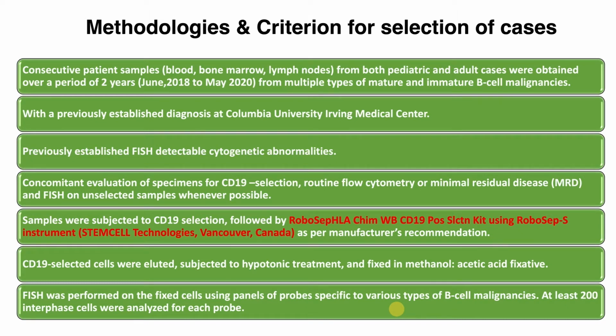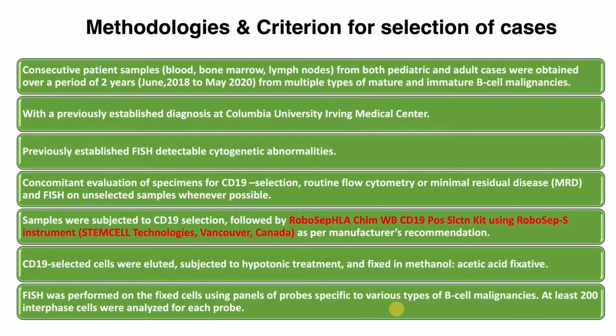The methodologies which are used and the criteria applied in selecting the cases is the following. We have consecutively selected samples in a period of 2 years from pediatric and adult patients with a previously established diagnosis of a B-cell malignancy, and also a known FISH detectable cytogenetic abnormality in these cases. Specimens were simultaneously evaluated for CD19 FISH, routine flow cytometry for minimal residual disease, MRD, and in some cases with FISH on unselected cells.